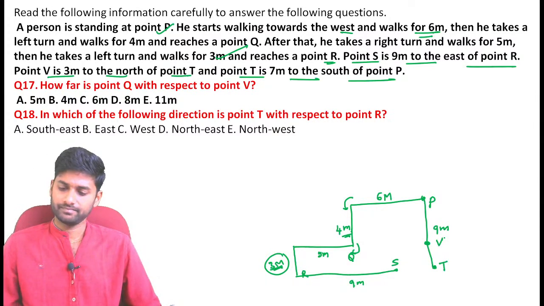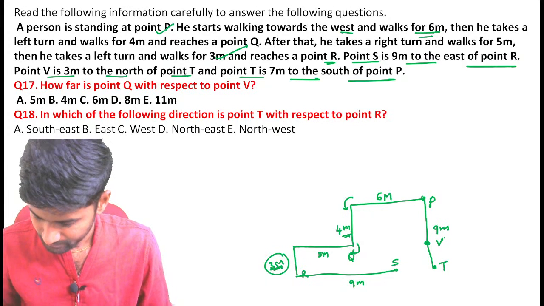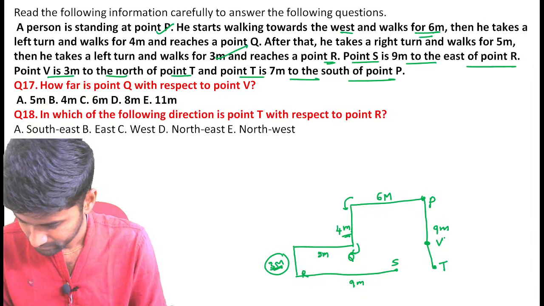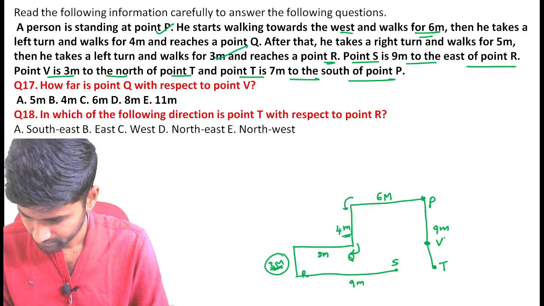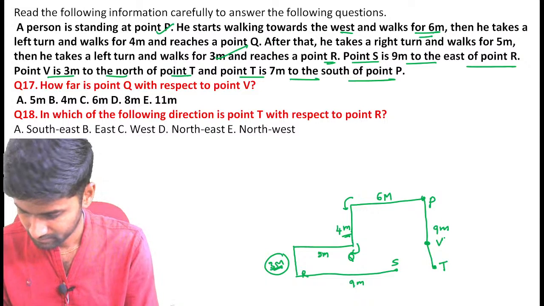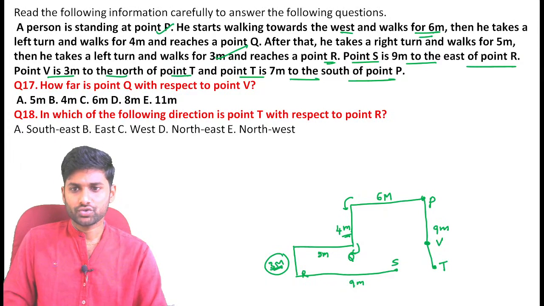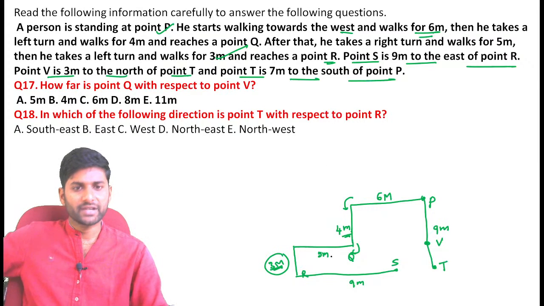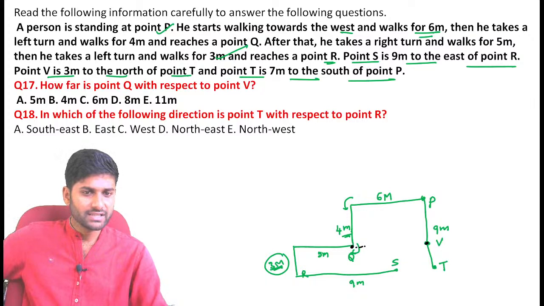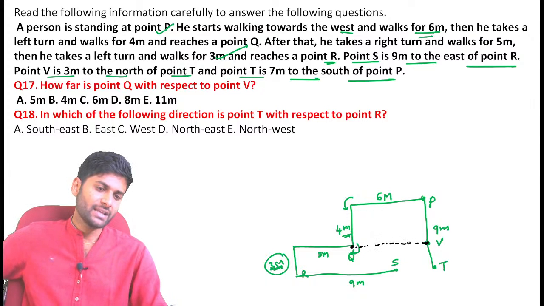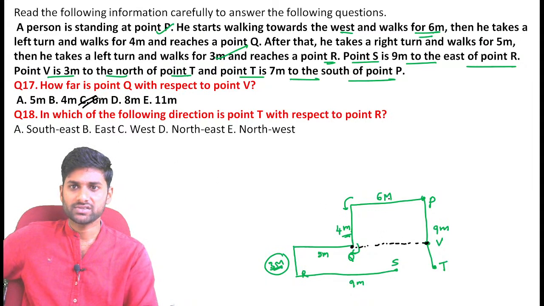That is the entire diagram. Yes, for the entire diagram, just go through the questions. Question number one. How far is Q with respect to V? This is the Q and this is the V. How far means the distance between these two points. This is the line and the parallel lines are equal. The answer is equal to 6 meters. So 6 meters is the correct answer.